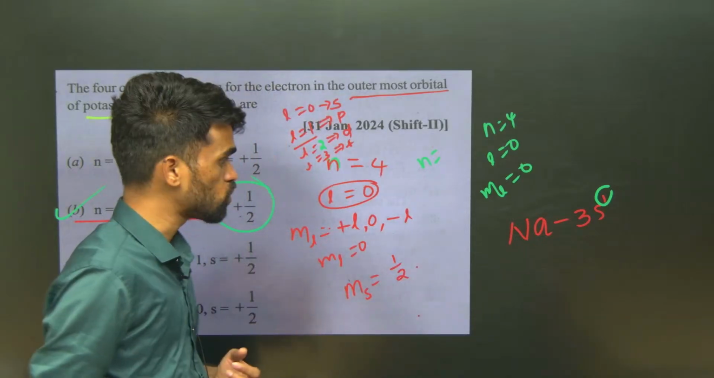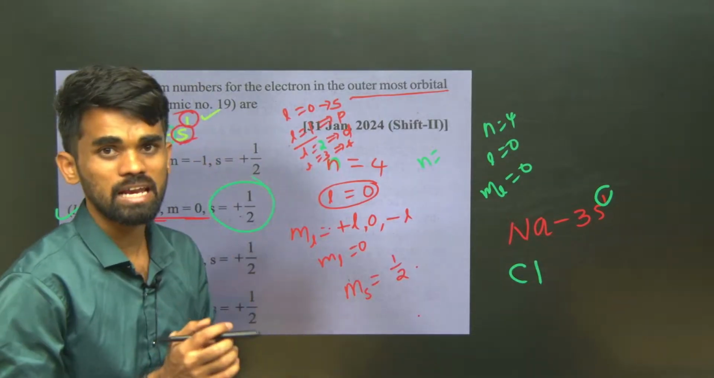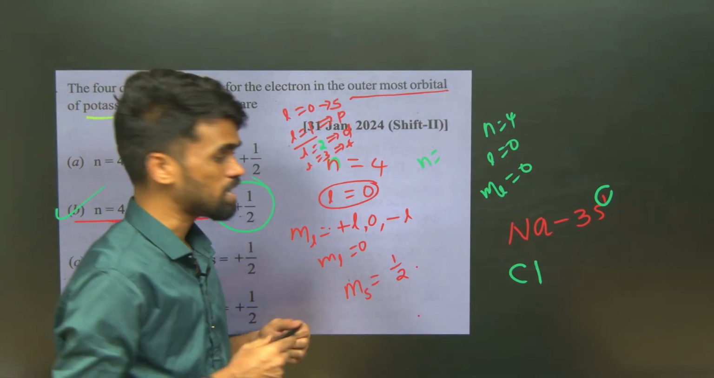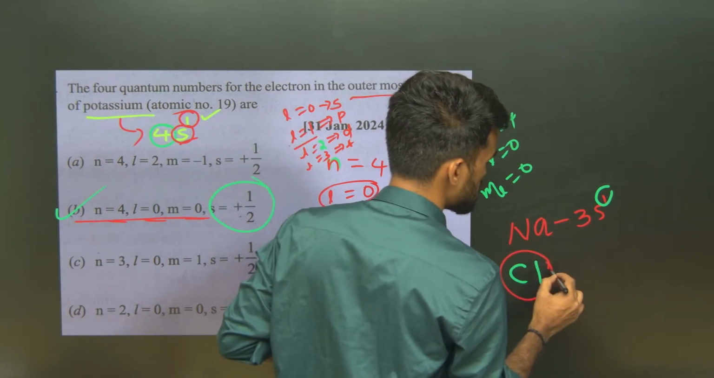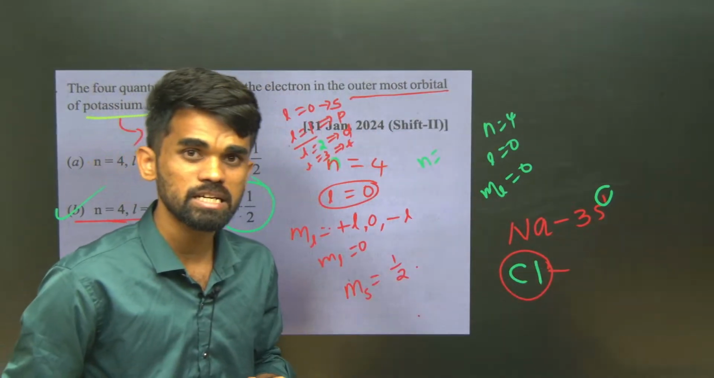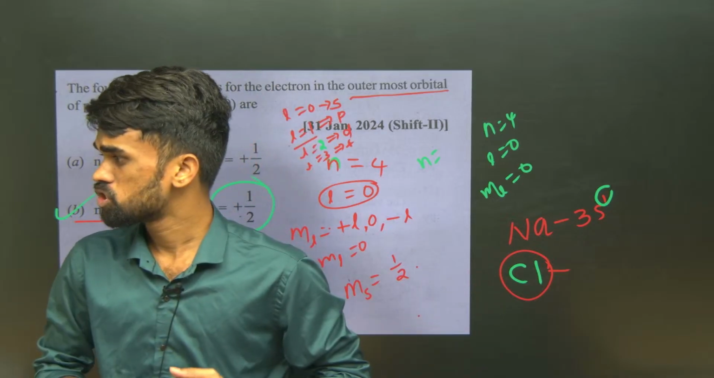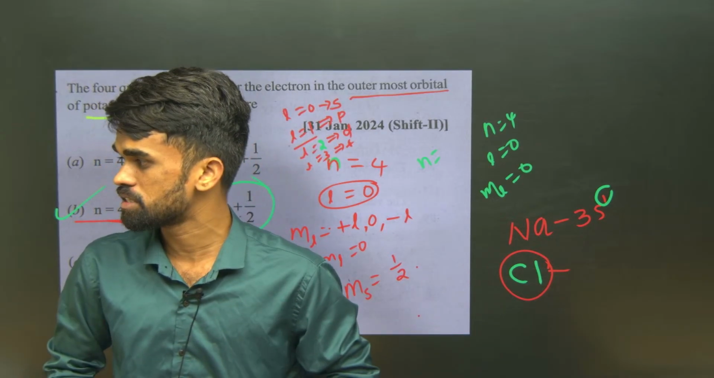Also one more question: what are the quantum numbers associated with the last electron of chlorine? What is the last electron in chlorine? Just write its electronic configuration. That last electron is present in a p orbital. Try to get it and tell me in the chat box. I will be looking at your answers here.